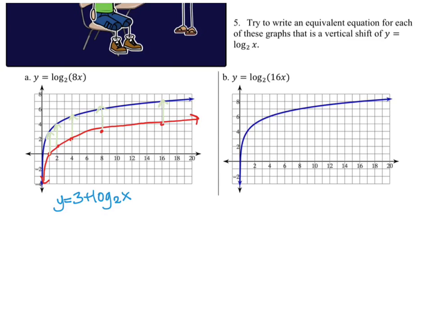If I come over to b, I'm going to do the same thing. I'm going to look at the graph of log base 2 of x. Look at powers of 2 to help me sketch this, and then connect the dots. And then I notice that I have a vertical shift of 4. Everything here has been moved up 4. So the equation that I can write is y equals 4 plus log base 2 of x.